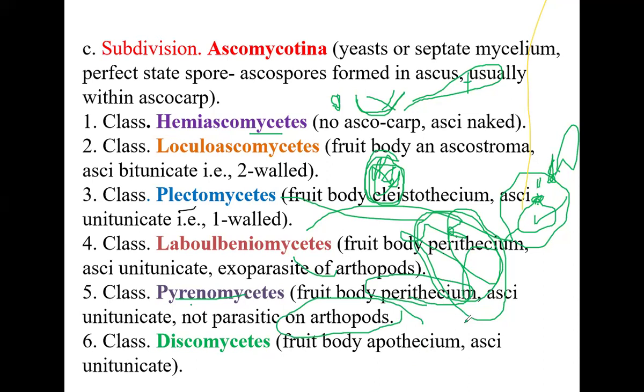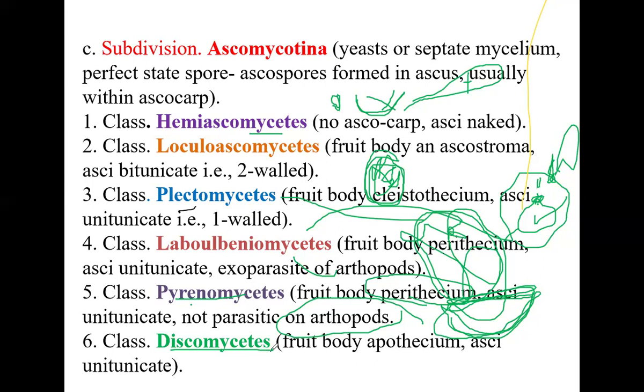The fruiting body is apothecium, a saucer-shaped fruiting body. Those having a saucer-shaped fruiting body are grouped under Discomycetes. You know, Peziza has an apothecium. You know Peziza, what type of fungus is it? Where does it grow?